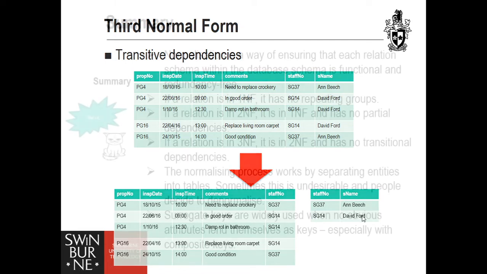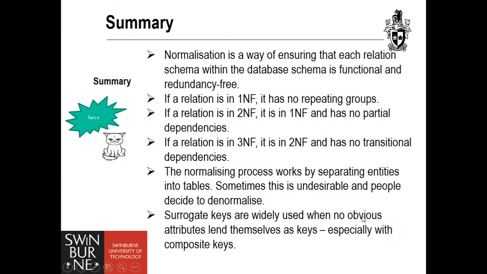Okay, so this is the summary. There are 6 points. First one is normalization. It's a way of ensuring that each relation schema within the database schema is functional and redundancy free. If a relation is in 1NF, it has no repeating groups. If a relation is in 2NF, it is in 1NF and has no partial dependency. If a relation is in 3NF, it is in 2NF and has no transitive dependency.